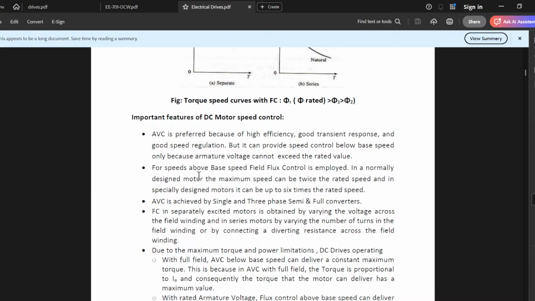So, continuing with the topic, important features of DC motor speed control. AVC, armature voltage control, is preferred because of high efficiency, good transient response, and good speed regulation.